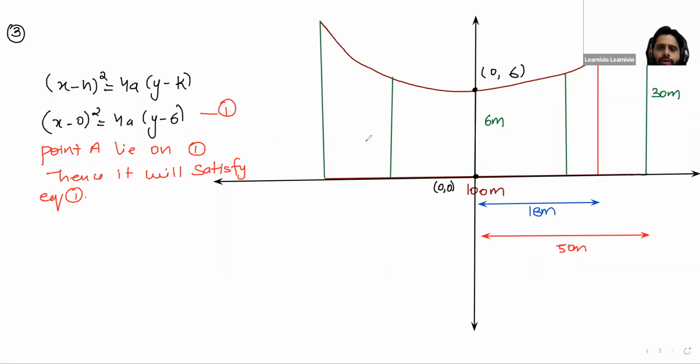Okay, so what you need to do, please put this point 50 comma 30 in equation 1 and find the value of a. From that you will get the complete equation. Now they're asking 18 meters from the middle. So you can take this point as 18 comma something we need to find. So take it as 5, and you need to find the value of 5.